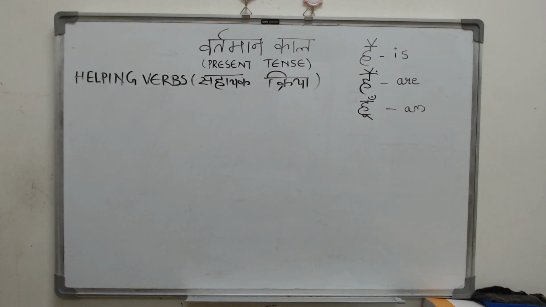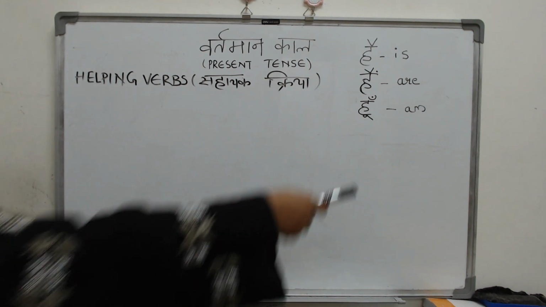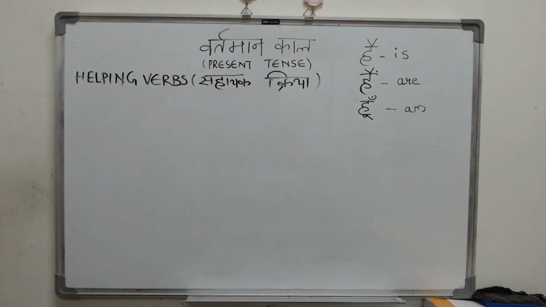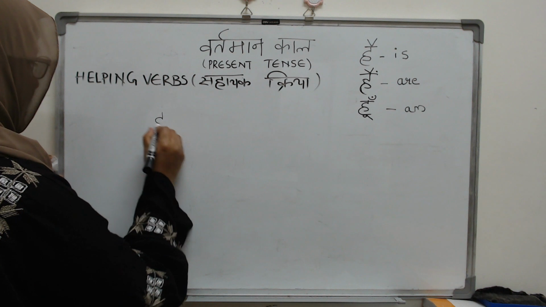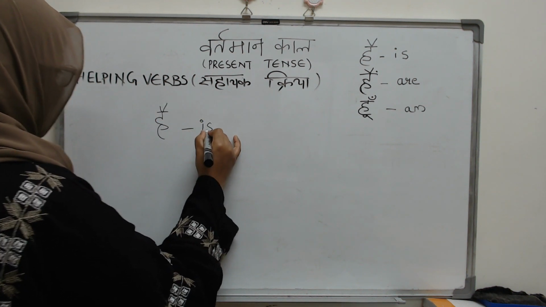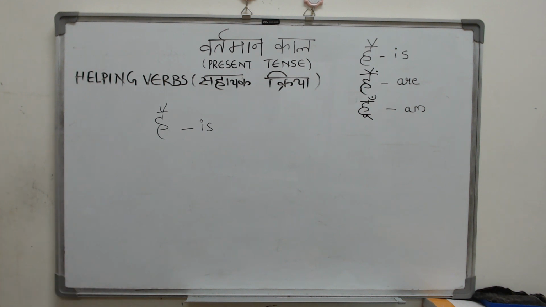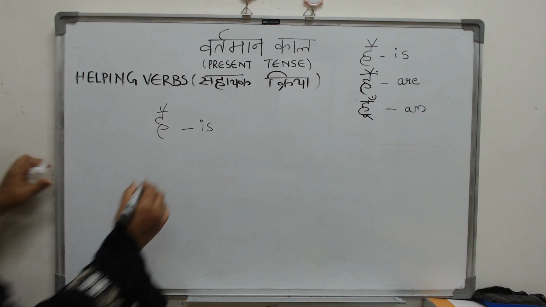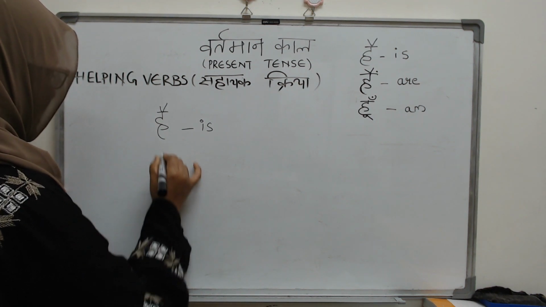In this class, let us see how to construct basic sentences using these three helping verbs. The first one is hai, which means is. When do we use is? It is used in the singular form. He is sleeping. The dog is barking. The bird is chirping.